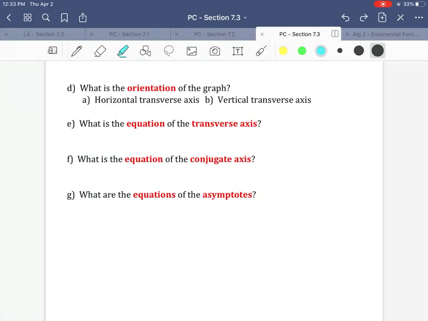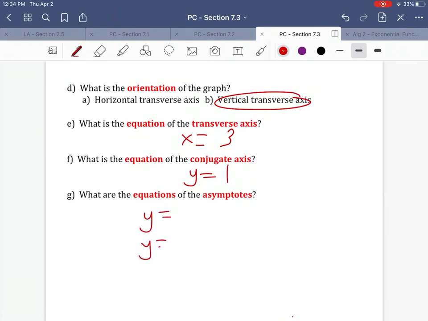Alrighty, so my orientation is going to be vertical. All right, the equation of my transverse axis, remember, was x equals negative 3, and my conjugate axis was y equals 1. Now my asymptotes. So I have two asymptotes, y equals, y equals. Now sometimes the asymptotes can get a little crazy, but in our problems in math space, they're not going to.